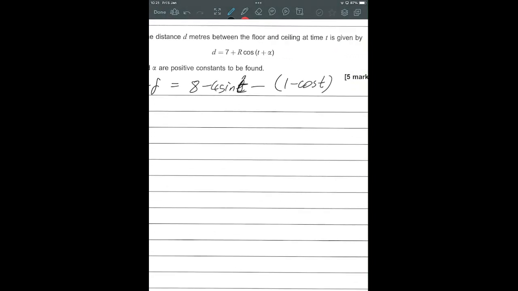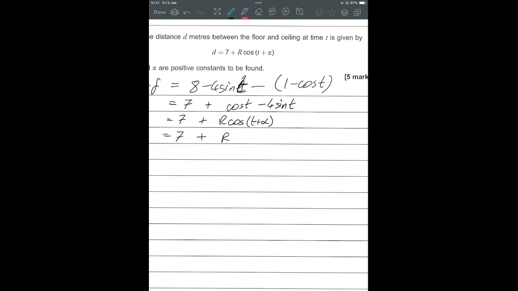So we need to simplify that into what I call the harmonic form, the R cos(t plus alpha) form. So that becomes 7. I'm going to put them in a slightly different order just to make it look nice. Well, the 7 makes me happy because there's a 7 in the answer. I just need to now turn all of that stuff into the R cos(t plus alpha). Well, I want this to be 7 plus R cos(t plus alpha).